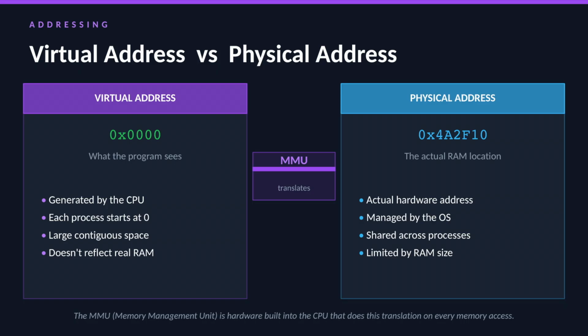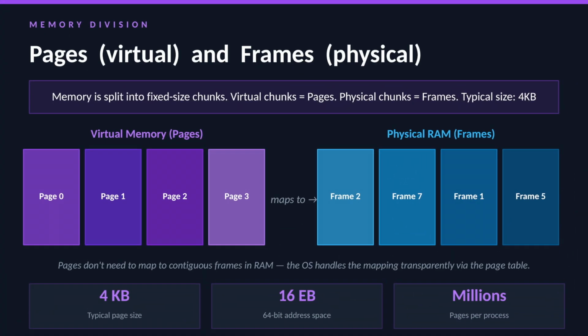Now, the job of translating a virtual address to a physical address is done by a hardware component called the MMU, Memory Management Unit. It sits inside the CPU and does the translation on every single memory access. Now, the OS does not manage memory one byte at a time. That would be too expensive.